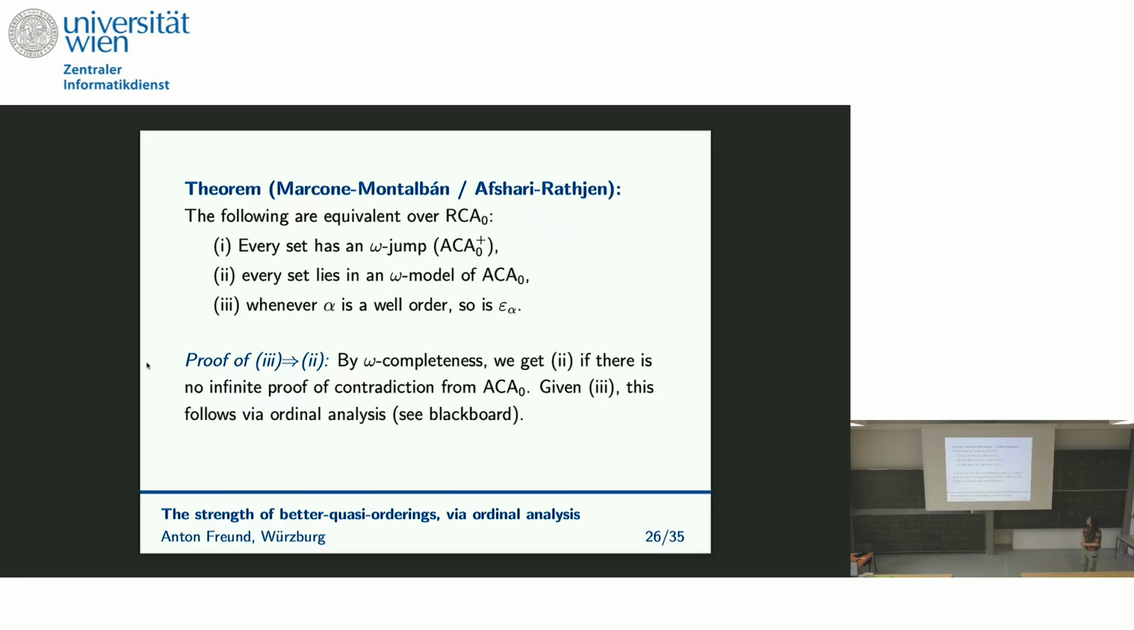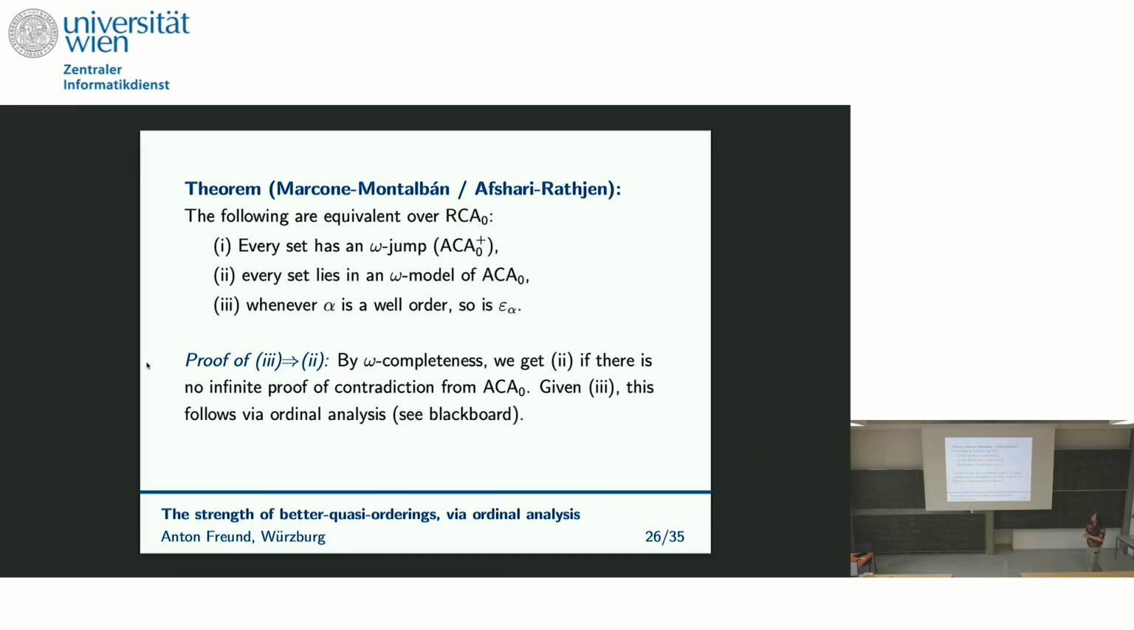And so now how does ordinal analysis help you to prove this? Well, the more difficult direction is to see that 3 implies the other 2 statements. So let's show that 3 implies 2. That's the reason why I put 2 rather than 1, because it has the right form to be derived by ordinal analysis. So we want to derive 2. 2 says every set lies in an omega model of ACA_0. So it says, in some sense, there is a model, right?